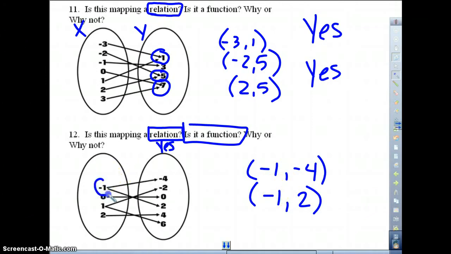So this x is getting paired with 2 different y values. That's not allowed in a function. So nope, it is not a function because the x isn't paired with one unique y value. This x of -1 is paired with 2 different y values. My x value of 1 is being paired with 2 different y values.